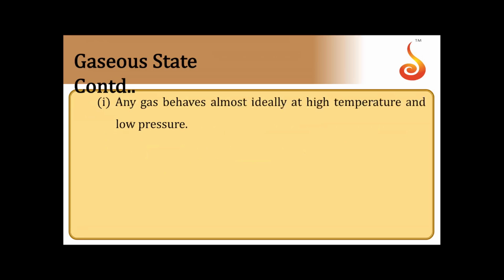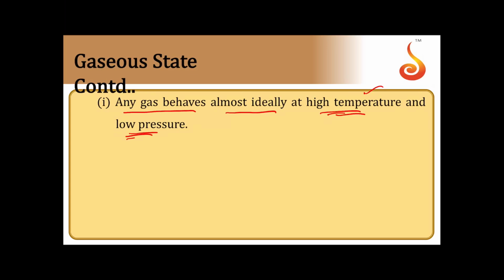Now, any gas behaves almost ideally at high temperature and low pressure. What happens under these two conditions? When you take high temperature and low pressure, the molecules will be moving far away from each other. When they are far away from each other, the force of attractions between the molecules will be negligible. That is one of the conditions for ideal gas.